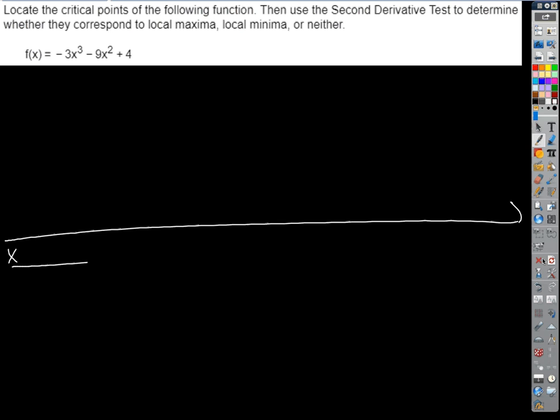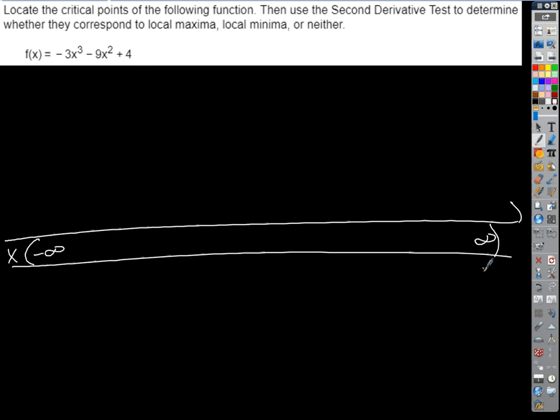Okay, so first of all, let's check the domain, right? So where are we even going to be looking for critical numbers? What's the domain of a polynomial? All reals, right? So the domain's all reals. So then when we're making our table, we already know that for my first row, I'm going from negative infinity out to positive infinity. Okay? What else do I need to do then?